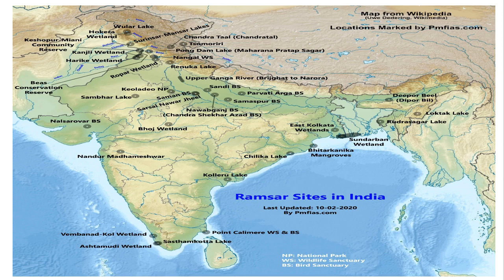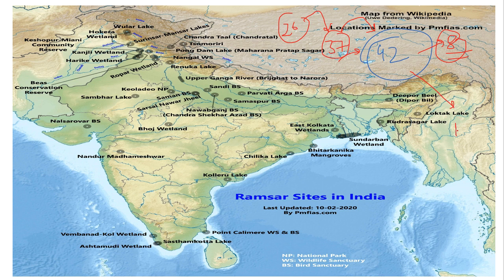See in the map. India has 42 Ramsar sites. This number has been recently increased from 37. Right? Earlier India had 26, then it increased to 37, then increased to 42. And the highest number of wetlands in India is in UP, 8. In the world, the highest number of wetlands is in the UK, 172. And these are the wetlands of India in the map.